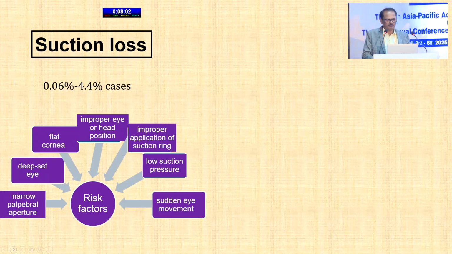That is the most important part, and all of us are so scared of suction loss during the procedure. So what are the causes of suction loss? Most of the time it is in the patient's eye, if we are not taking preoperative care: the patient has a narrow palpebral aperture, is very apprehensive, has a deep set eye or flat cornea, or there is improper position of the patient's eye. There may be improper application of the suction ring, you have not properly chosen the size of the ring, the suction pressure is low, or there is sudden movement of the patient's eye. Any of these can cause loss of suction.